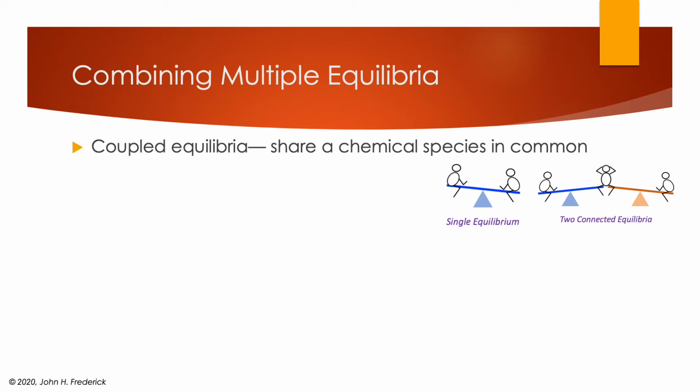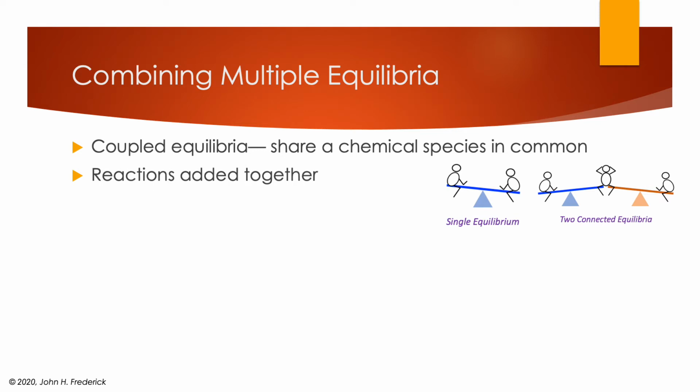So you can imagine now, you could probably find a balance point for this. It wouldn't be very easy, but you could. And this would be an analogy for two connected equilibria. The balance point that you would find would not be the same balance point as it would for either of the individual seesaws, but would be something that could satisfy both of the seesaws at once. So that's what happens now when we add these reactions together.